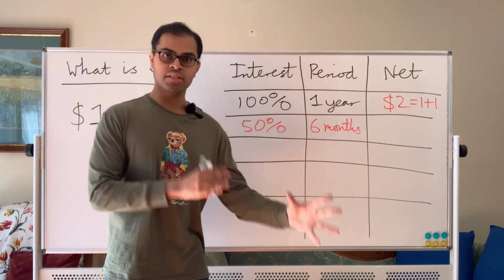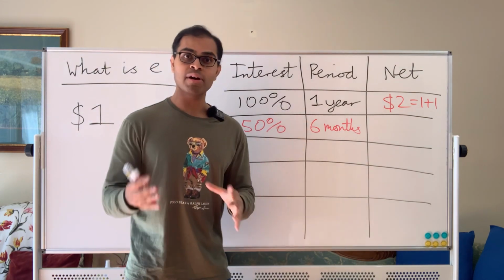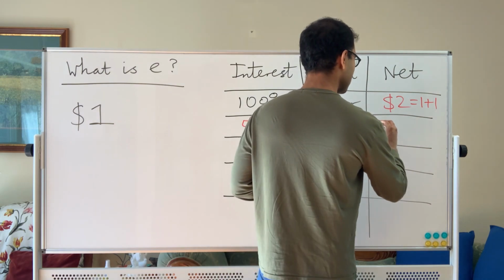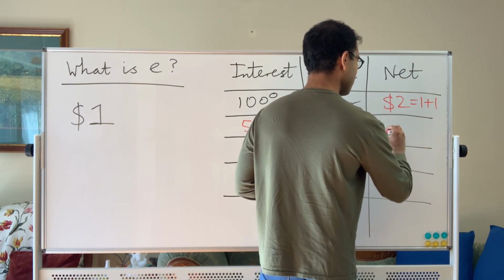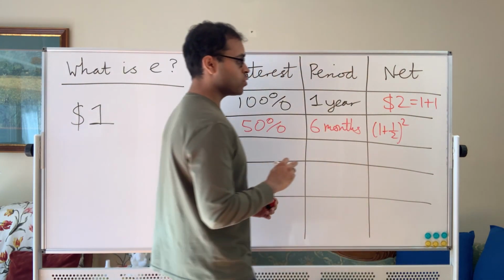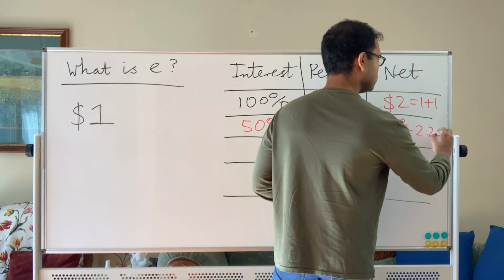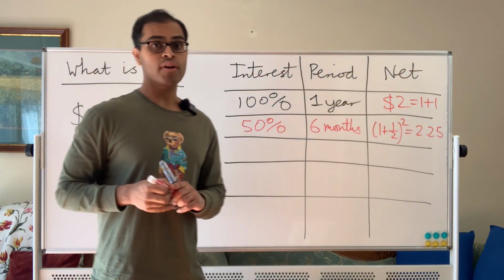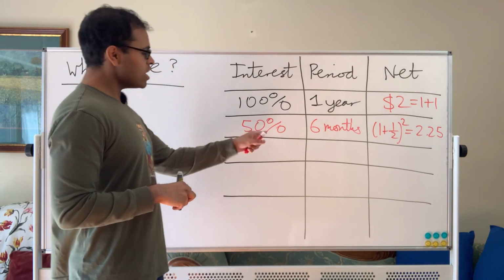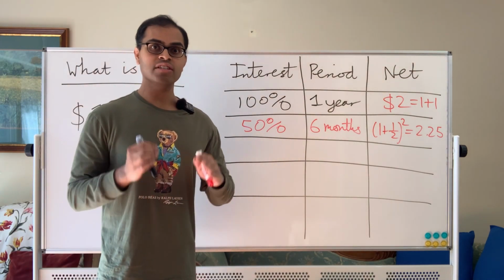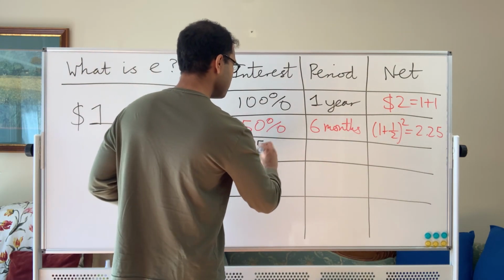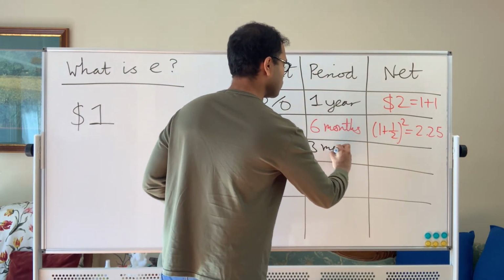After the first 6 months, you multiply by 1.5, and after the next 6 months, you again multiply by 1.5. So it's 1.5 squared. We're going to write this as 1.5, which is 1 plus a half, squared, which is just going to equal 2.25. So 1.5 squared is 2.25. You're going to have more money: $2.25. Now let's keep going with this. What if we did an interest that was 25% quarterly, so every 3 months? Here we are instead going to have 25%, but the period is every 3 months.